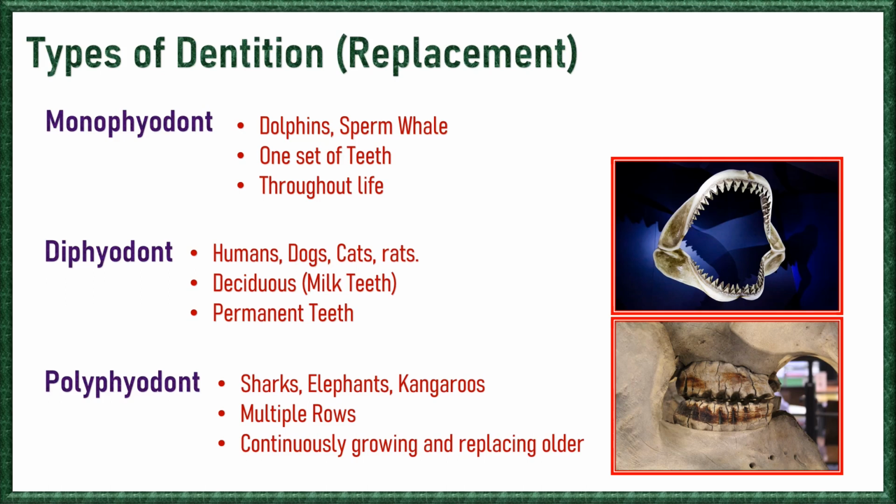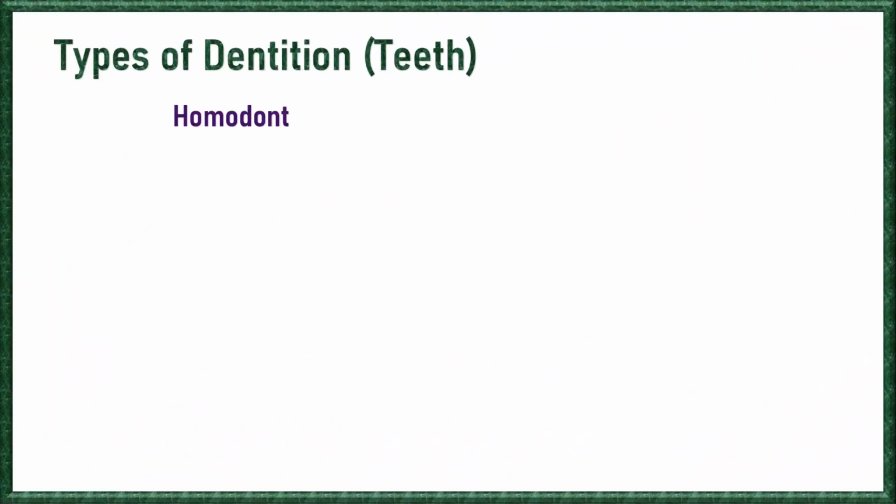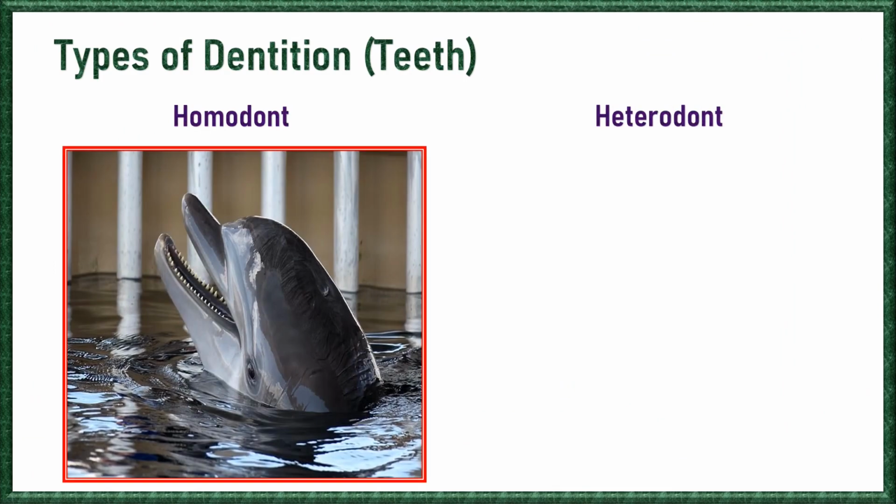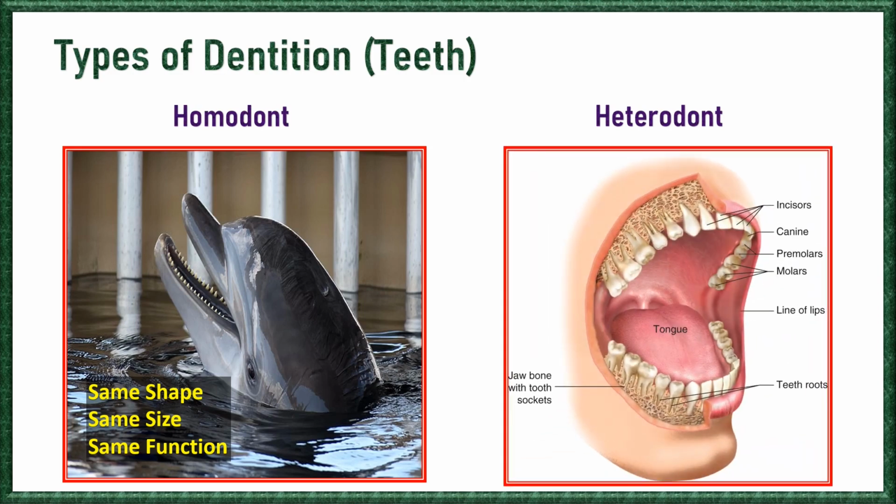Now let's understand these two simple terms based on types of teeth in the mouth. Homodont refers to teeth which are all the same in shape, size and structure with similar function, as in dolphins or toothed whales. The homo means similar. Heterodont. Heterodont dentition is a defining feature of mammals and refers to having different types of teeth specialized for specific functions.